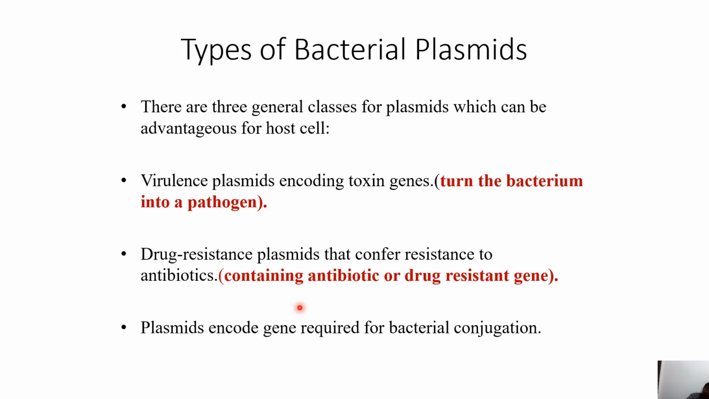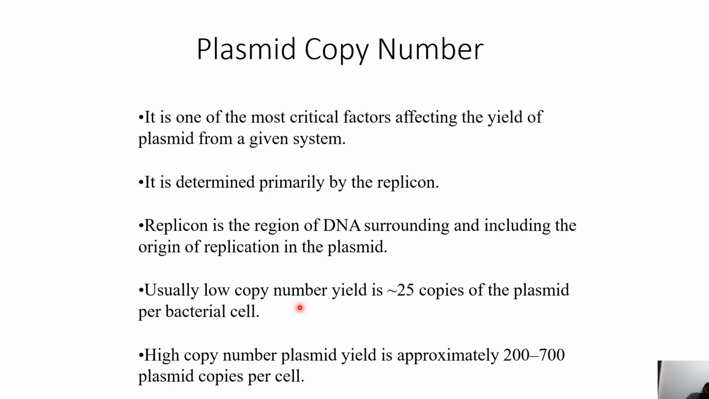Now, there are three general classes of plasmids which can be advantageous for a host cell. Virulence plasmids encoding toxic genes that turn the bacteria into a pathogen. Drug resistant plasmids that confer resistance to antibiotics, containing antibiotic or drug resistant genes. And plasmids that encode genes required for bacterial conjugation.